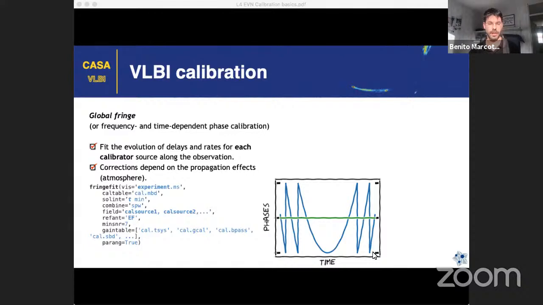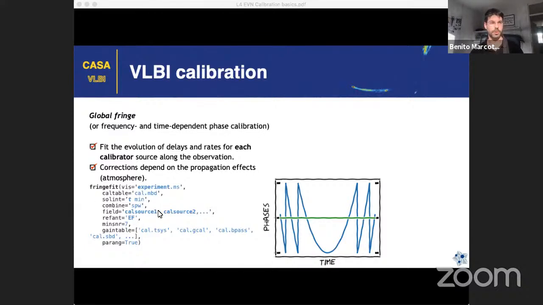And here, you can do two things. The standard one, or one of the ways, is to produce, of course, a solution for a given solution interval that must be proportional to how fast the phases change. So it allows you to have enough signal to noise, but also not to ignore the fast variability that you see.